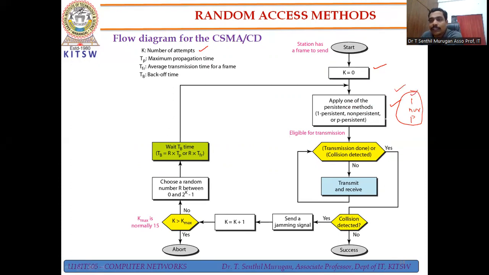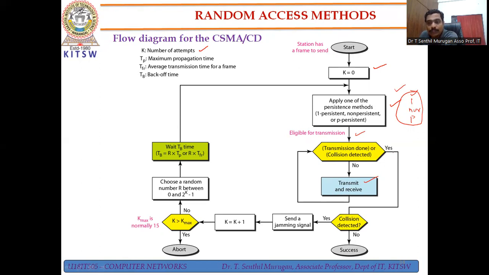In case we are taking one persistent, it means if the system is idle and the medium is idle, it will transmit the data. Once eligible for transmission, what will it do? Transmission done or collision detected. We have to wait for either status. If transmission is done, it transmits the data and receives the data continuously. There is no problem.